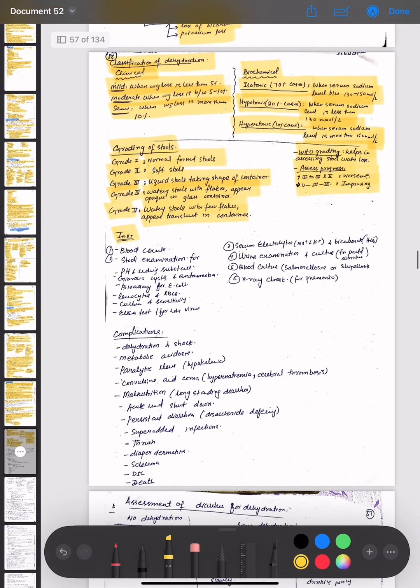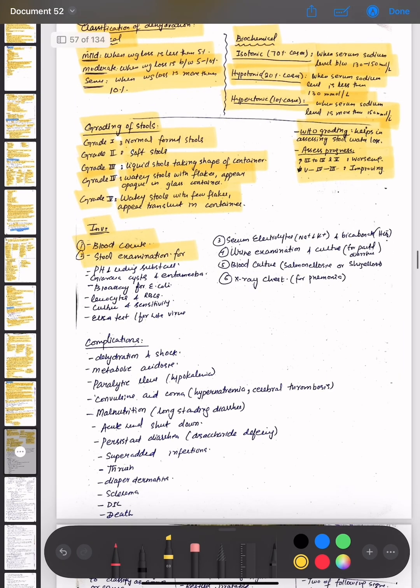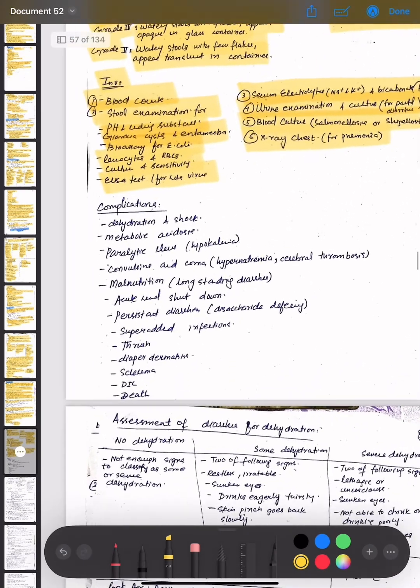Now the investigation options are blood counts and stool examination for pH and reducing substances, cysts and amoeba, culture for E. coli, leukocytes and RBCs, culture and sensitivity, and ELISA test for rotavirus. Serum electrolytes are done, that is sodium, potassium and bicarbonate are checked. Urine examination and culture for parenteral diarrhea. Blood culture is done for salmonella and shigellosis, and X-ray is done for pneumonia. So these are the investigation options.